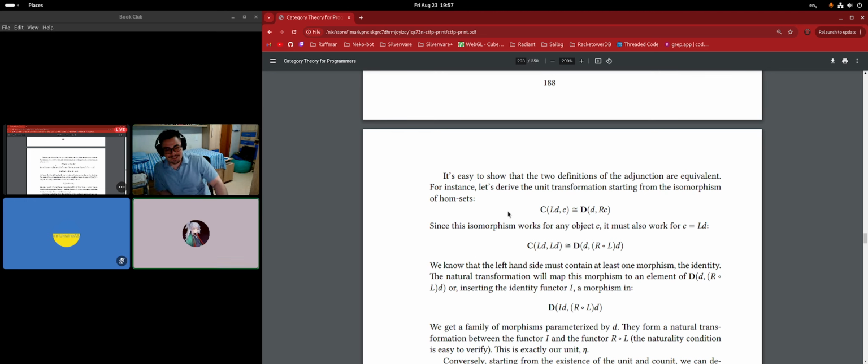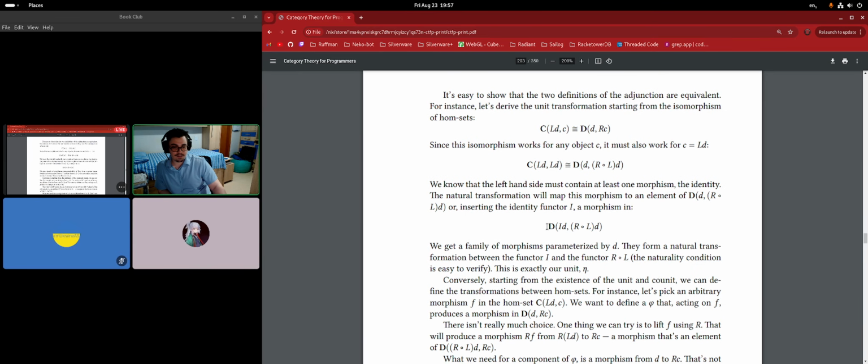Going back to the Greeks. So we're going to have this home set that can be whatever, but we know a fact from it, which is that the identity must be there. That's basically what it means. The natural transformation will map this morphism to an element. So what is this element? This is a home set in the D category of all the morphisms going between D and the composition of functors on D. Or inserting the identity functor I, a morphism in, boom. And now you have a natural transformation.